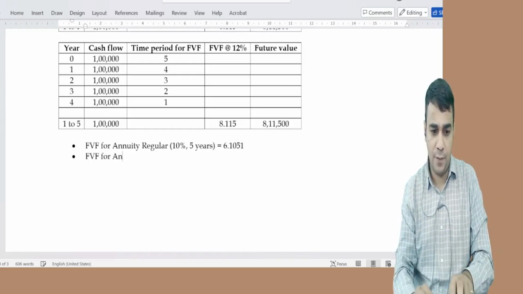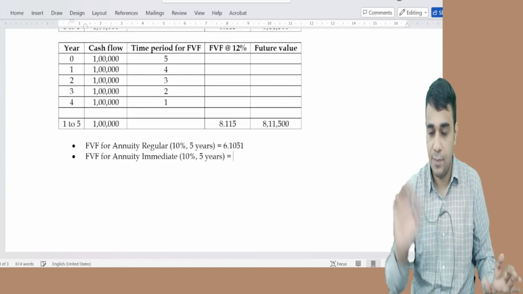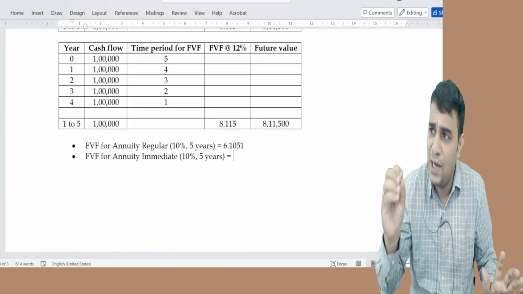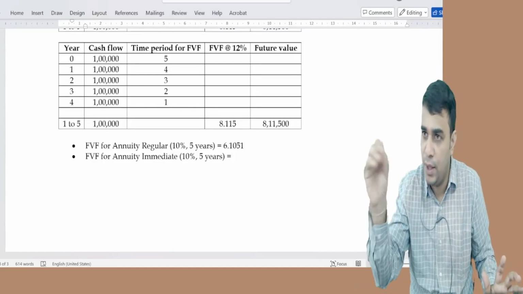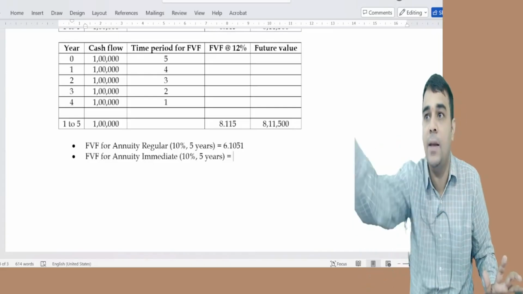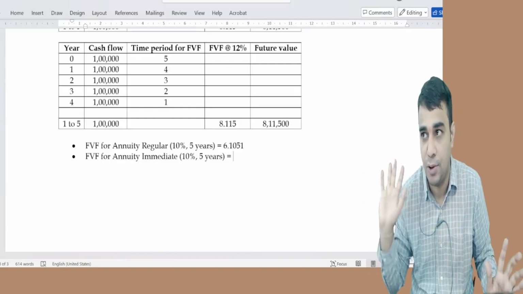Future value factor for annuity immediate, 10%, 5 years. Now listen. If it's annuity immediate, 1.1 into 1, equal to first year, second year, third year, fourth year, fifth year also equal to, and then put a GT. And there's another way to get it also, I'll explain.